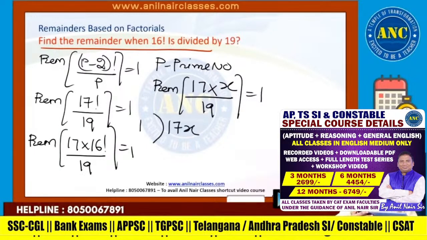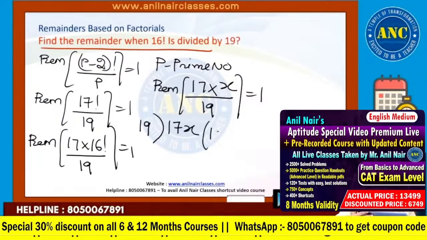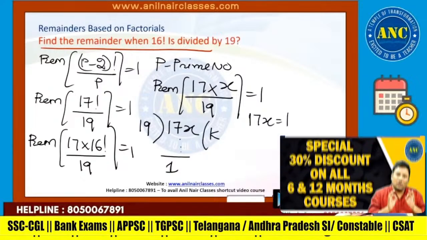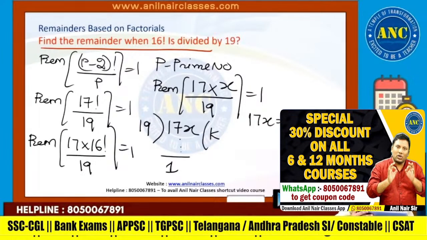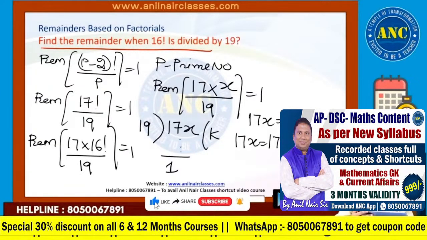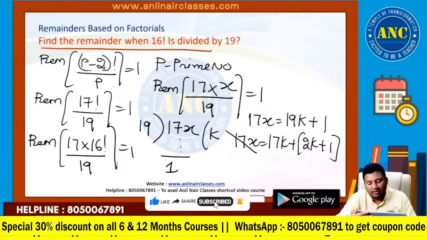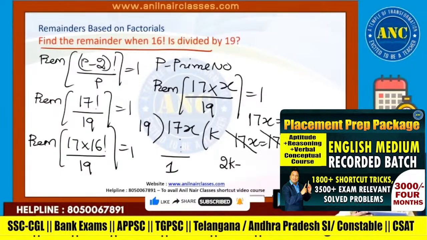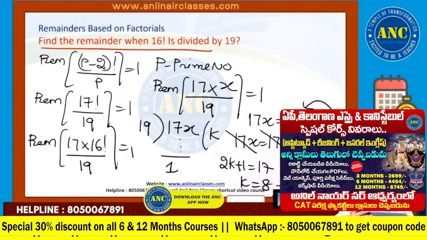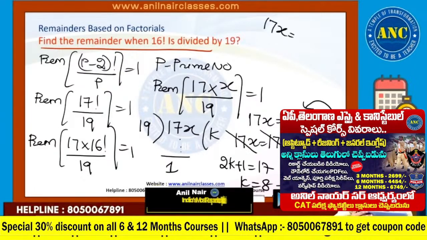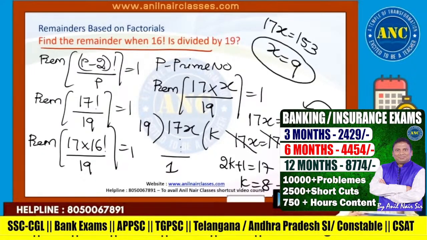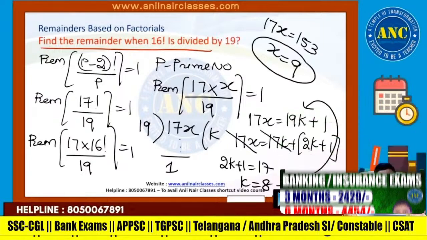17x is the dividend. It is getting divided by 19. Quotient we don't know. Remainder is 1. So dividend equals divisor into quotient plus remainder. 17x is 19k plus 1, which is 17k plus 2k plus 1. Divisible by 17, so 2k plus 1 should be divisible by 17. K value is 8. If I substitute here, 17x is 152 plus 1, 153. X value is 9. I hope the idea is clear.